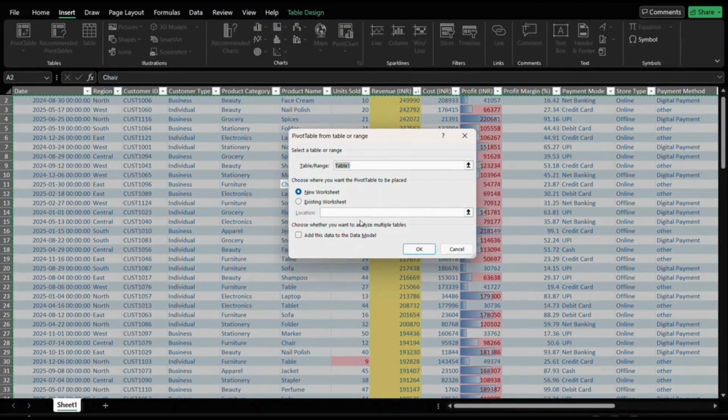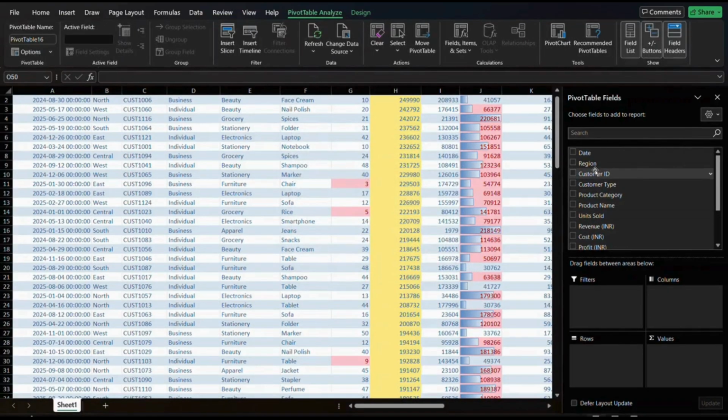This pivot table shows total units sold across each region, helping us spot where sales are strongest. It is a quick way to compare regional performances at a glance.